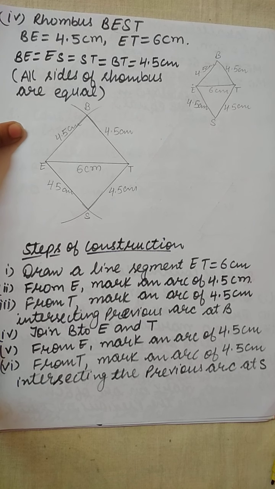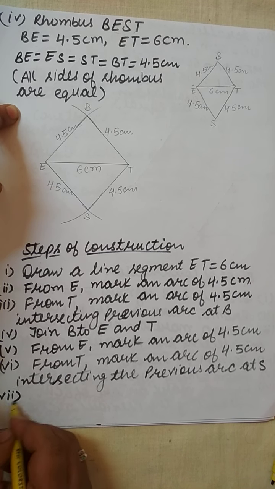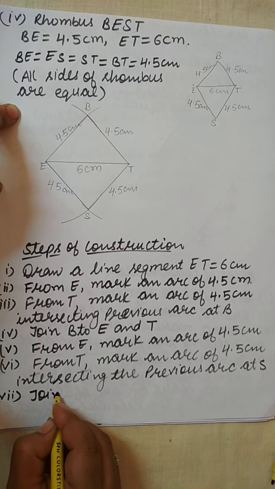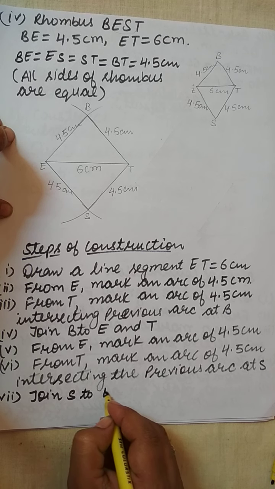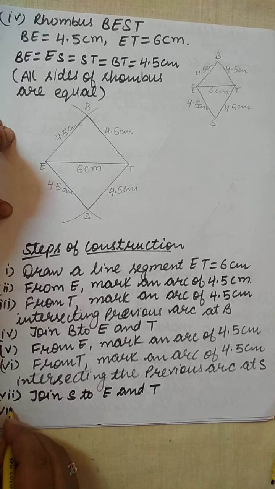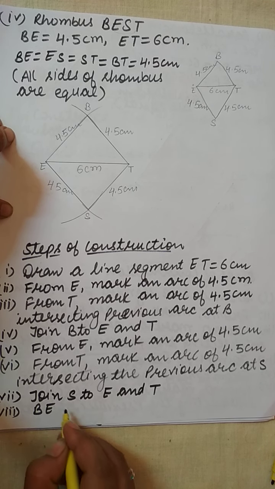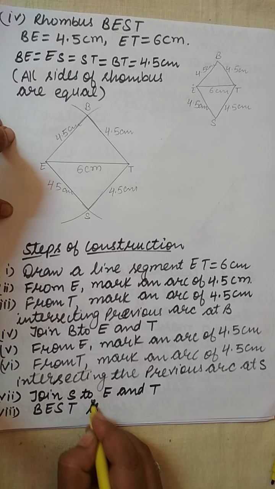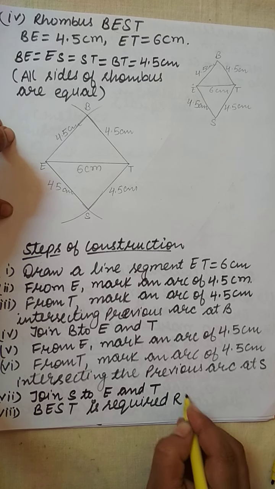So next step of construction is join S to E and T, and eighth step of construction is BEST is the required rhombus.